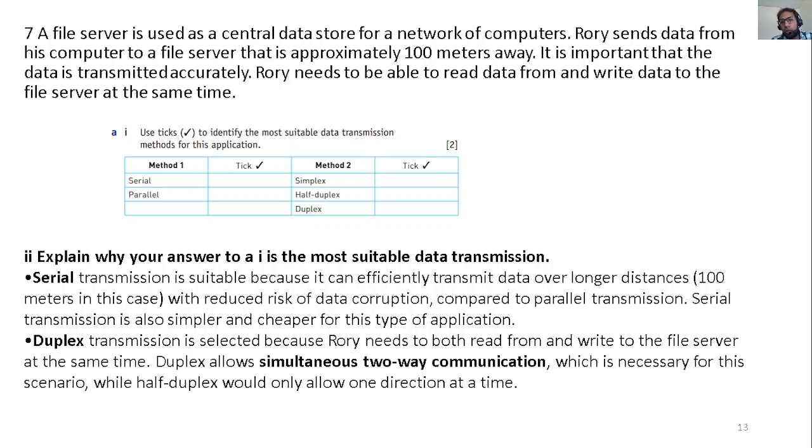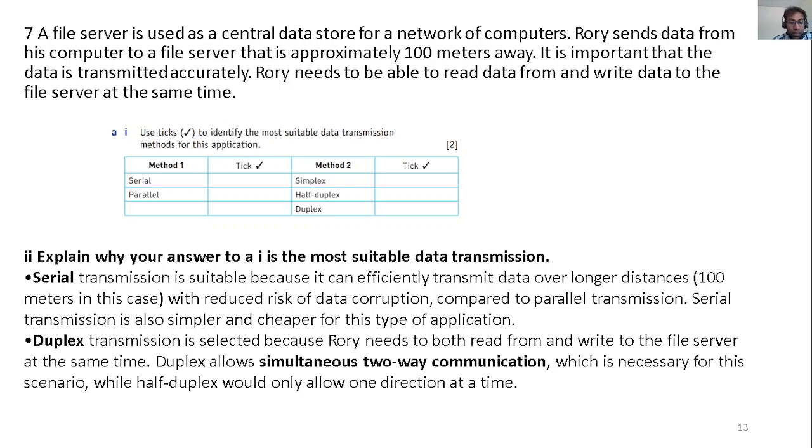Rory needs to be able to read data from and write data to the file server at the same time. He has to do it at the same time. Explain why your answer to A1 is the most suitable data transfer. The answer is serial and duplex. Duplex means full duplex.